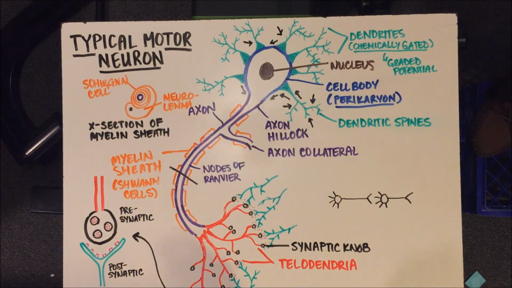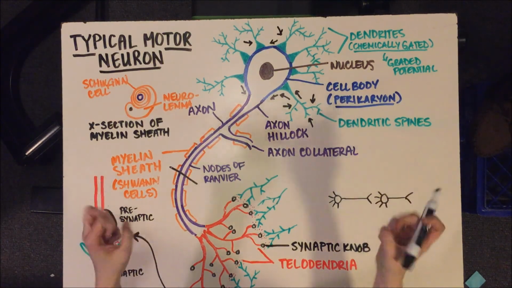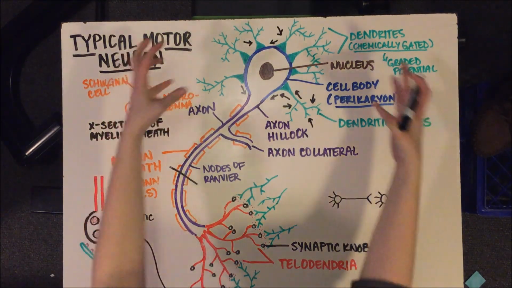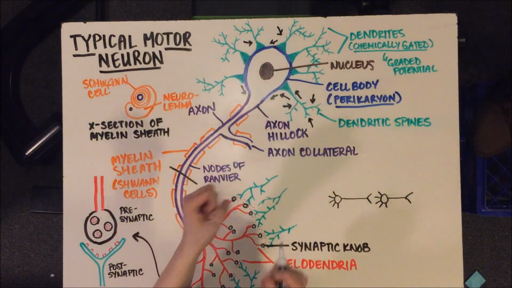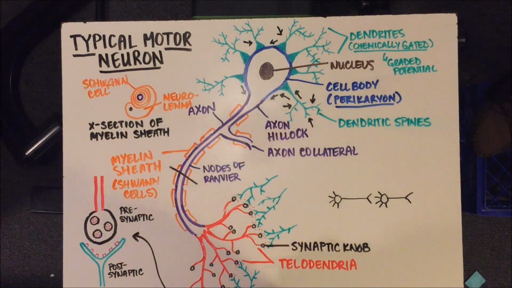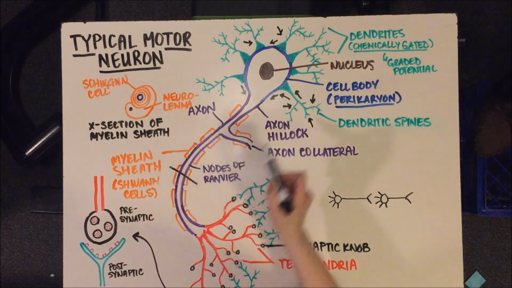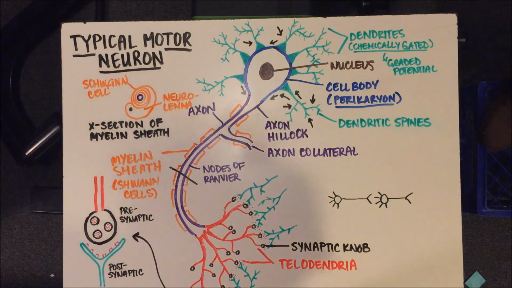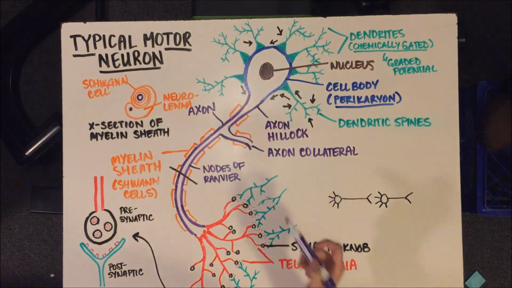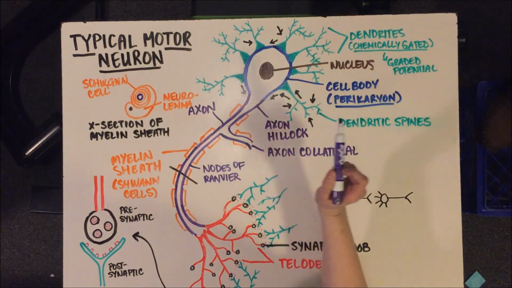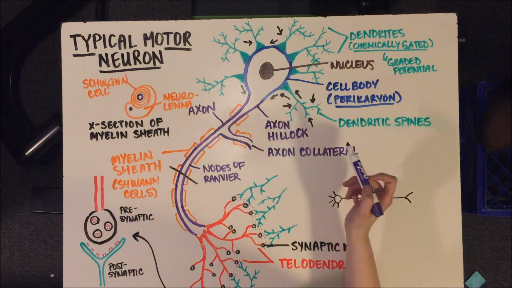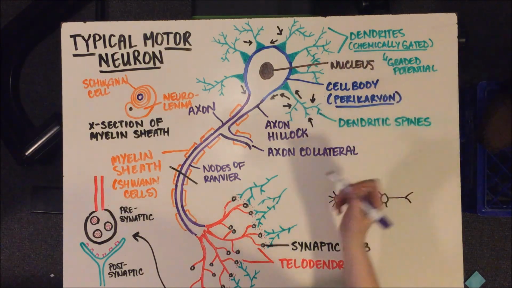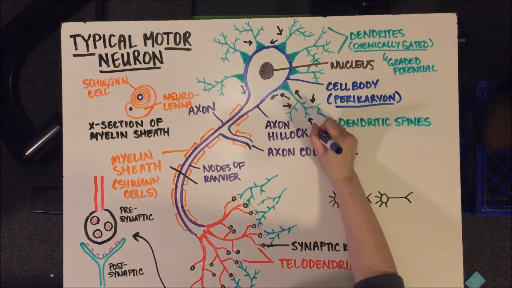So if the accumulation of all these different graded potentials all over the neuron are strong enough, an action potential will be formed in the axon hillock. So let's take a step back real quick. One difference between the axon and the dendrites is that, like I said, the dendrites are chemically gated. The axon hillock is voltage gated.